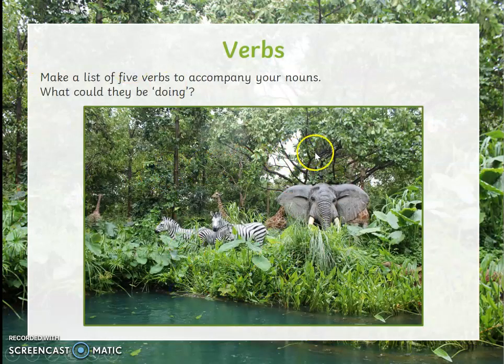Now similarly, let's get back to the same picture and make a list of 5 verbs to accompany your nouns. You already have your nouns, and you described them using adjectives. Now they have turned into expanded nouns, so you can add a verb to them. Whatever noun you have chosen, what could they be doing?